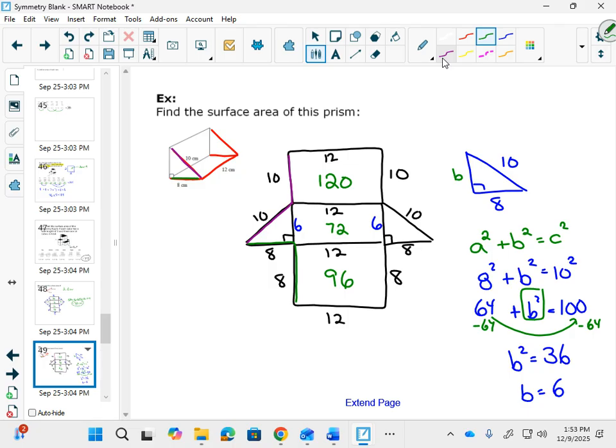Do you remember how to find the area of a triangle? There's a formula for the area of the triangle. Does anybody remember it? It's on your formula sheet once you get a formula sheet. But do you remember it? No? Area of a triangle is base times height divided by 2.